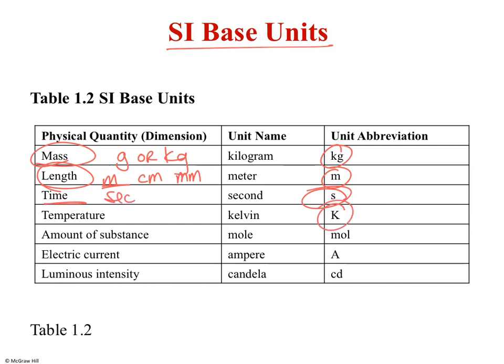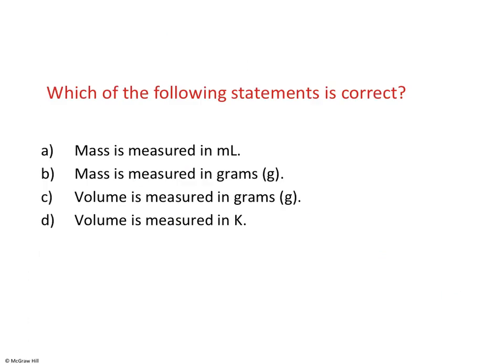Temperature, I'm just going to do degrees Celsius and Kelvin, so I do want you to be able to change from degrees Celsius to Kelvin, so we'll talk about that. In chapter 3, we'll talk about the mole, and we will not do the other two. So which of the following statements is correct? Mass is measured in grams, right? Milliliters is what? That's volume.